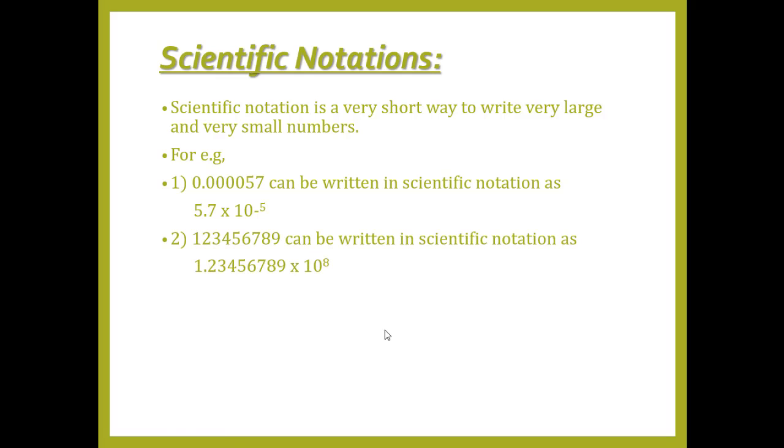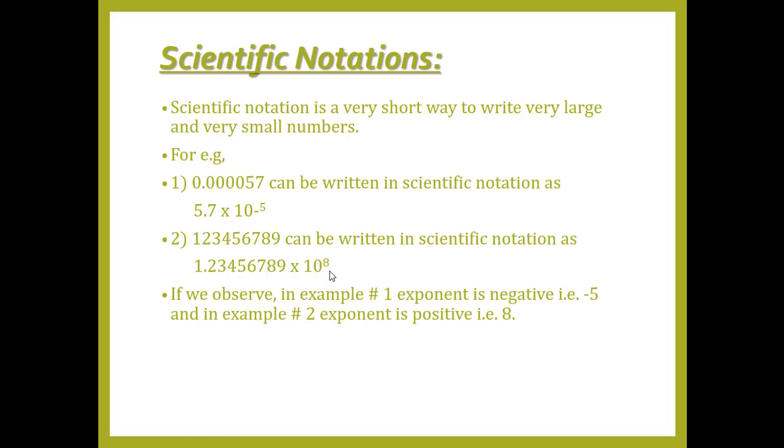In the next example, we have a very large value, 123456789. There are 9 digits in this value, and it can be written in scientific notation as 1.2345678 times 10 raised to the power of 8.